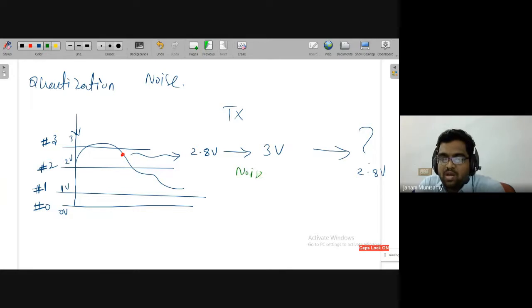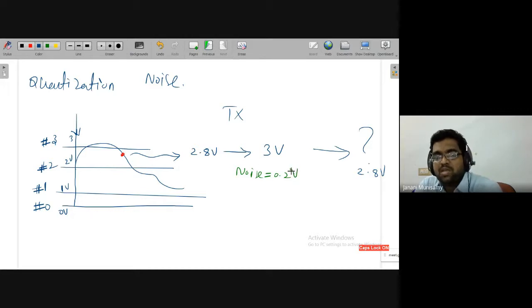How much noise are we introducing? Around 0.2 volt of noise, because 2.8 is being approximated to 3. And from 3 can you get exactly 2.8 back? That is the question. So we are introducing some noise. That noise is called quantization noise.